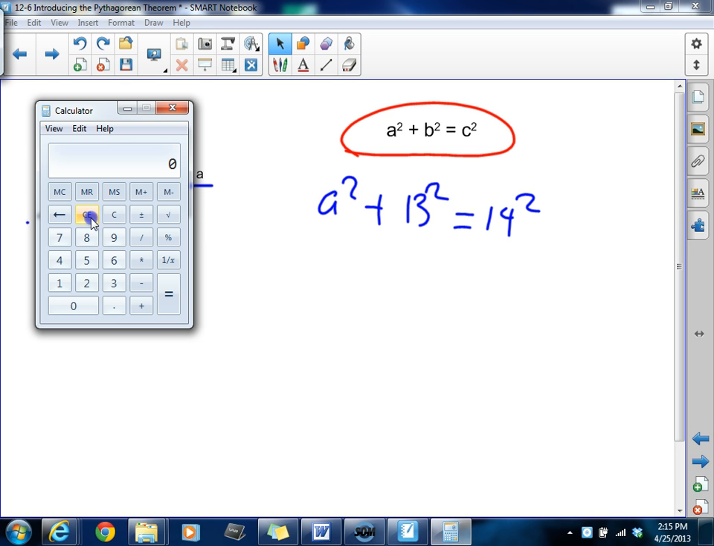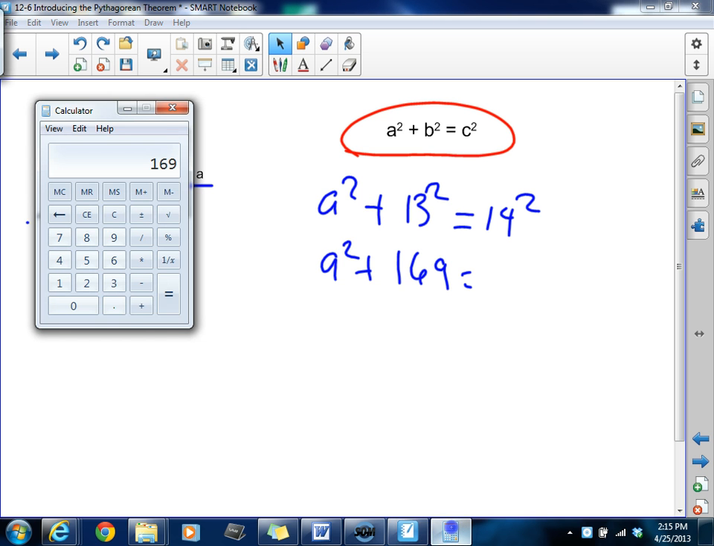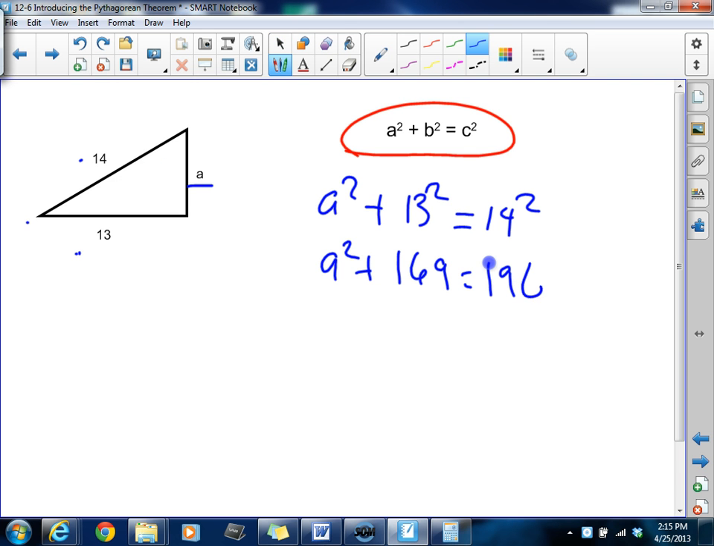Here's once again where I pull up my calculator, because while this is possible by hand, the calculator makes things a lot easier. So 13 times 13 equals 169, so it's going to be a squared plus 169 equals, once again using my calculator, 196. Okay, so I have my a squared, I have my b squared, and I have my c squared. I have to figure out what a squared is.